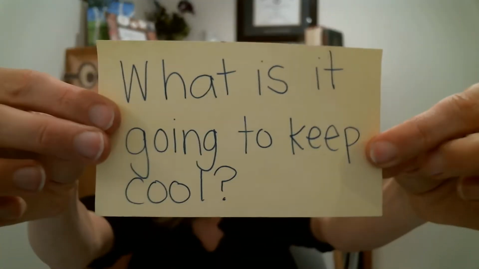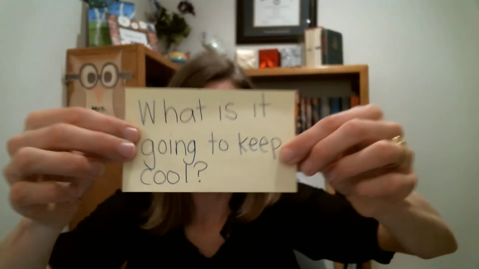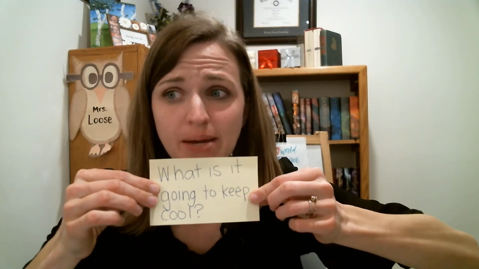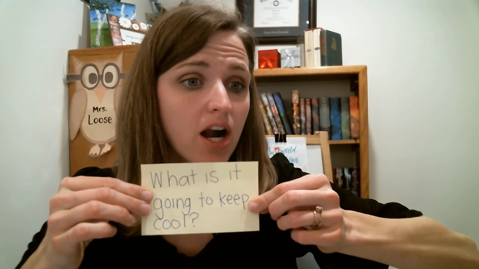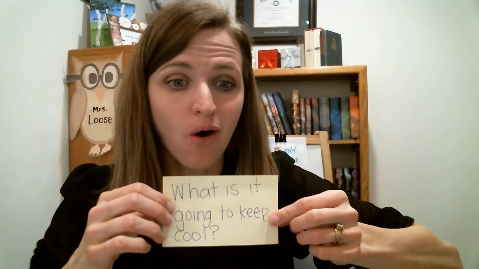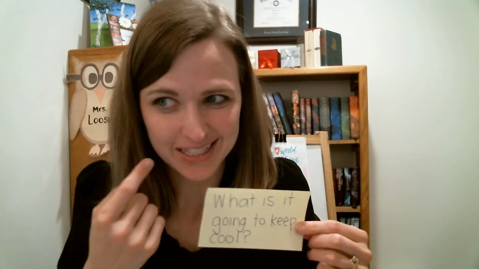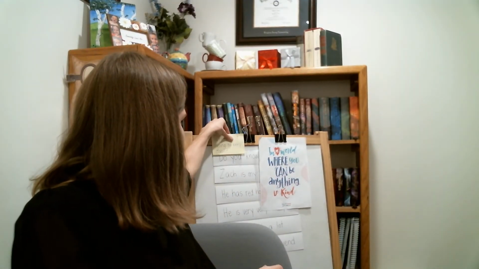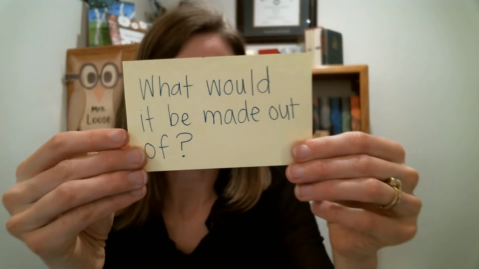So the two questions you need to ask yourself are, what is it going to keep cool? Is your structure going to keep a cat cool, or a dog, or some crazy animal you pick, or a snail? That's what I picked. I picked a snail. So that's your first question: what is it going to keep cool? And your next question is, what would it be made out of?